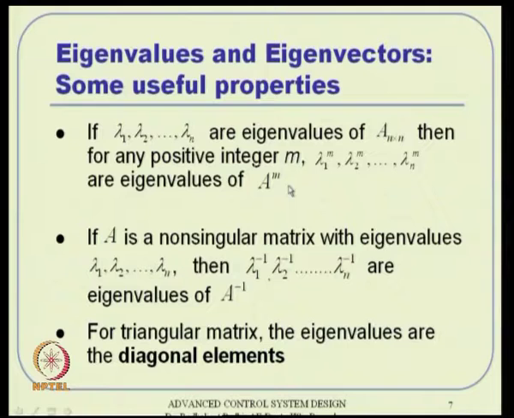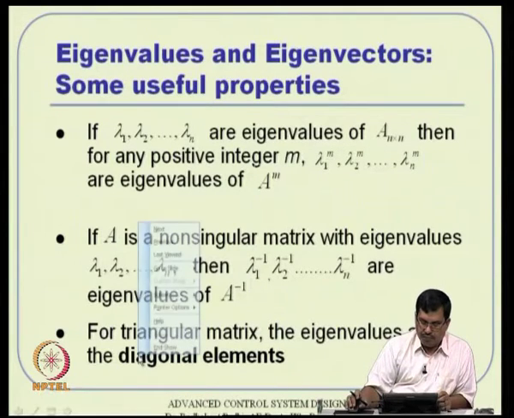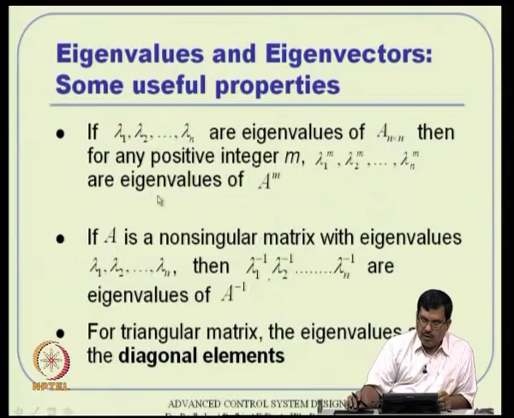Okay. So, now next we will study some of these useful properties of eigenvalues and eigenvectors. So, let us study one by one actually. So, what are we telling here? The first thing is, if lambda 1 to lambda n are eigenvalues of an n by n matrix A, then for any positive integer m, the powers of these eigenvalues are also eigenvalues of A to the power m.